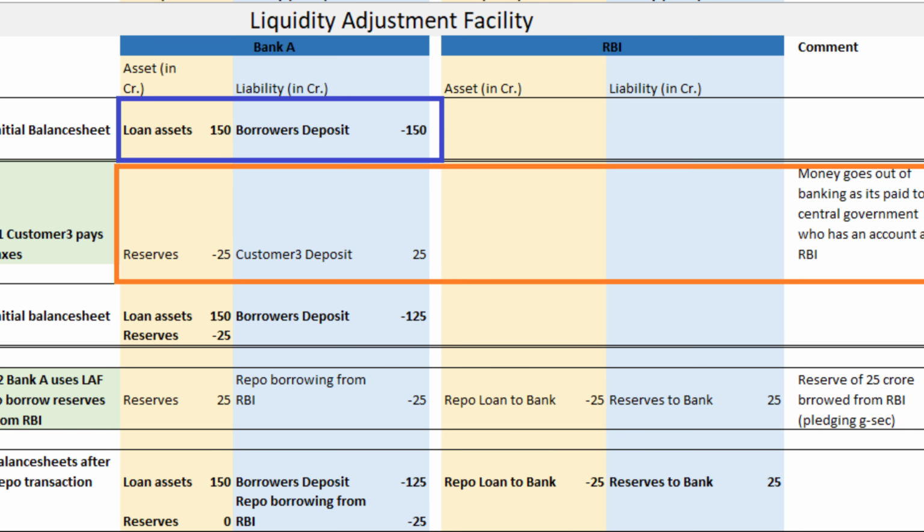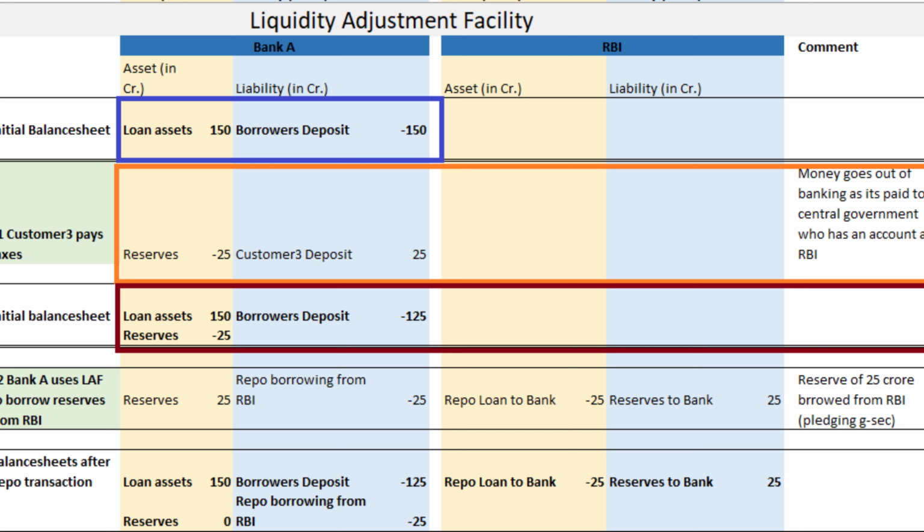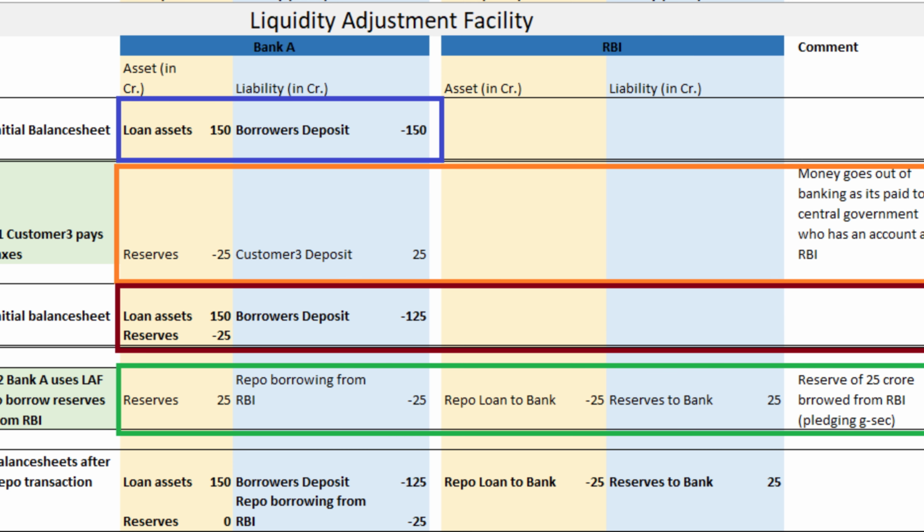Now let's look at another example. Suppose the corporate customer has paid 25 crore rupees from his account to the government. This leads to money going out of the banking system into the central government's account, which is held in RBI. In this case, interbank borrowing cannot fix the shortfall for Bank A, as the money has not moved to another bank. In this case, banks borrow from RBI under repo by pledging government securities, and RBI provides cash by increasing the reserve.